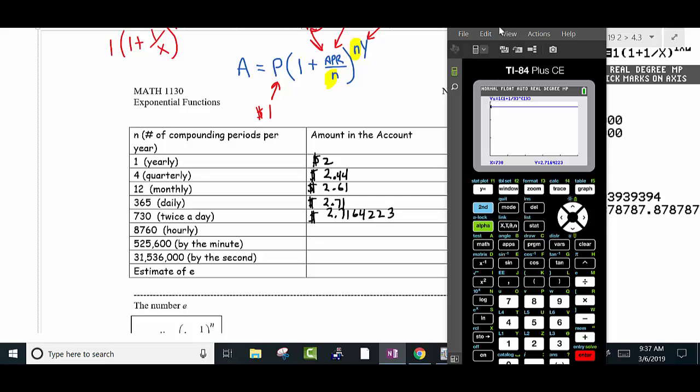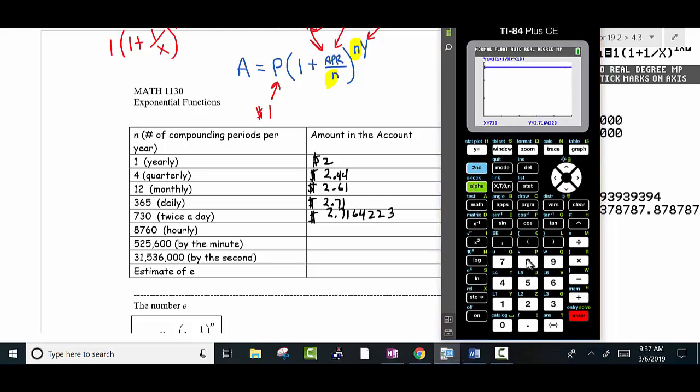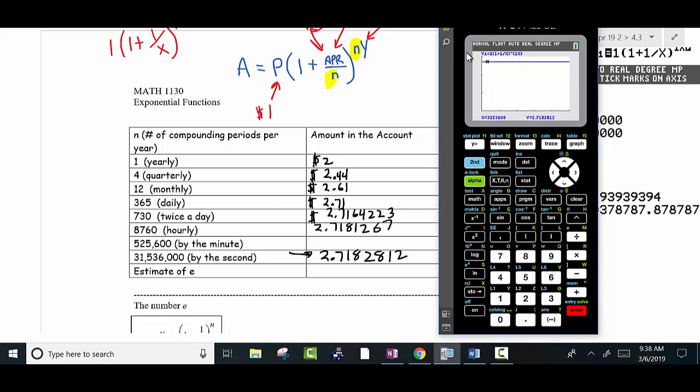If we did this hourly, there's 8,760 hours in a year, then you would end up getting about 2.7181267. Well, let's go to the last one. I just want you to get the point. So if I did every second, there's 31,536,000 seconds in a year. So you get about 2.7182812.